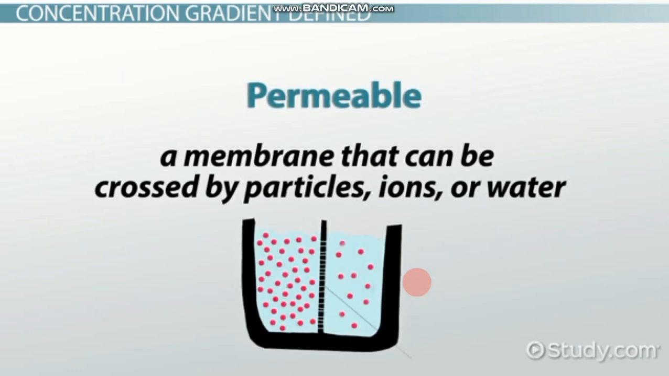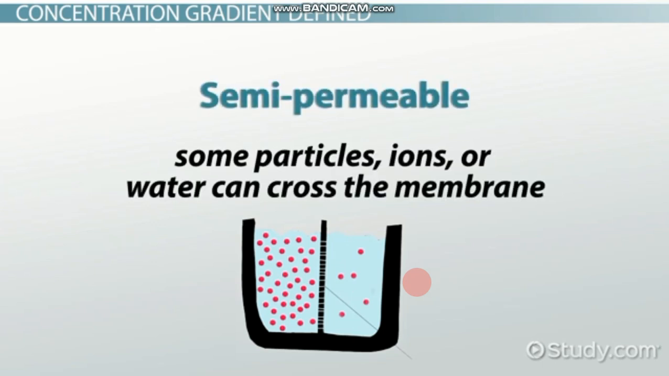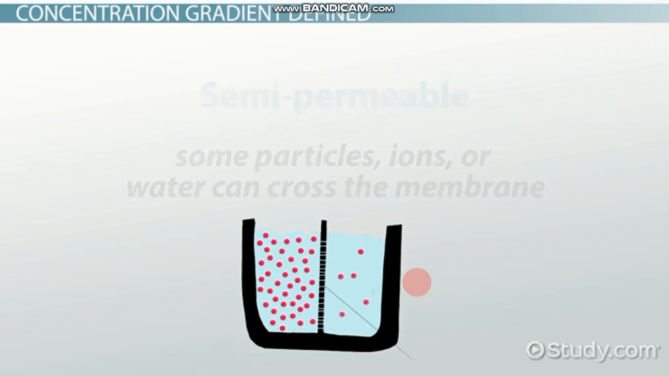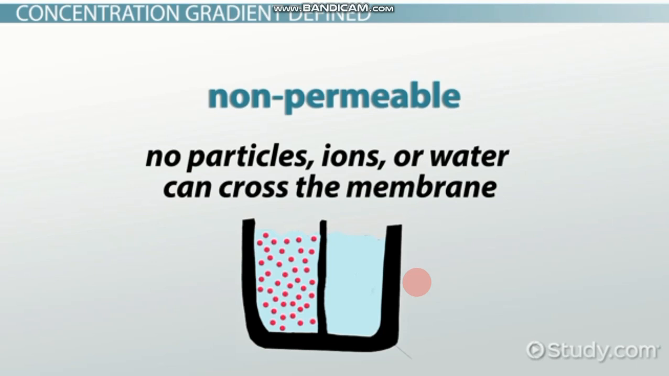Permeable is defined as a membrane that can be crossed by particles, ions, or water. Semi-permeable means that some particles, ions, or water can cross the membrane. Finally, non-permeable membrane means that no particles, ions, or water can cross the membrane.